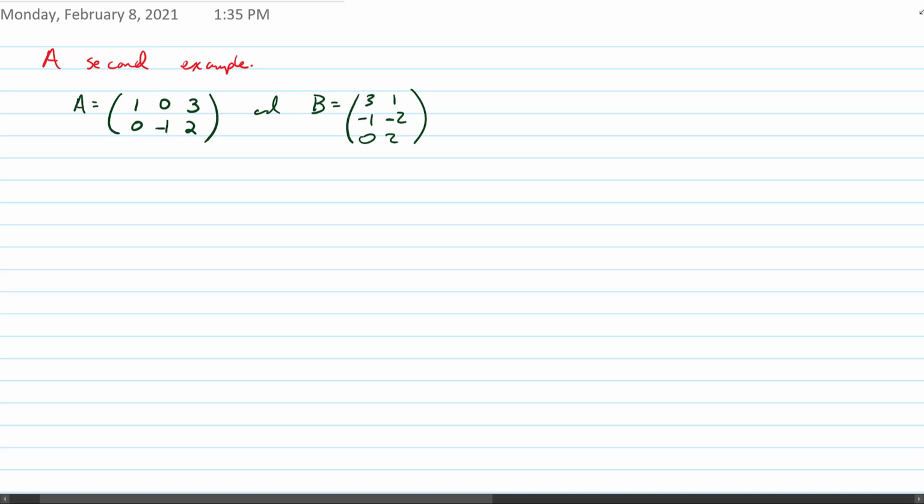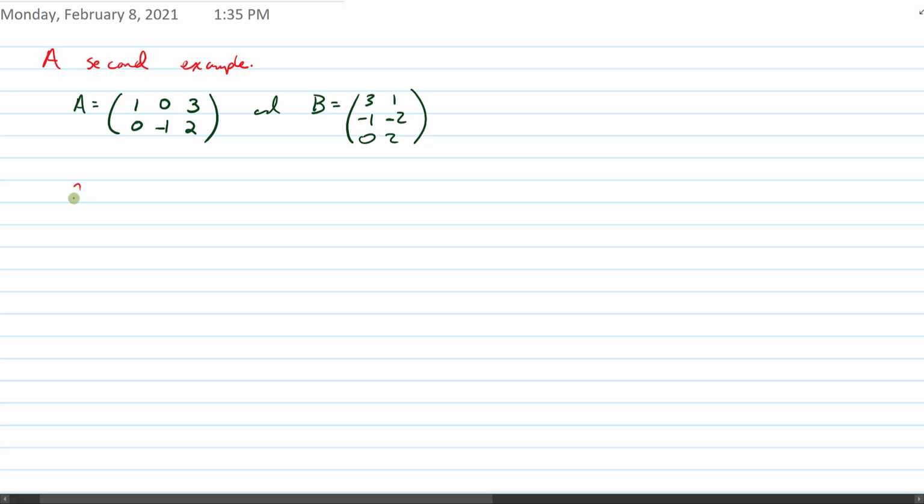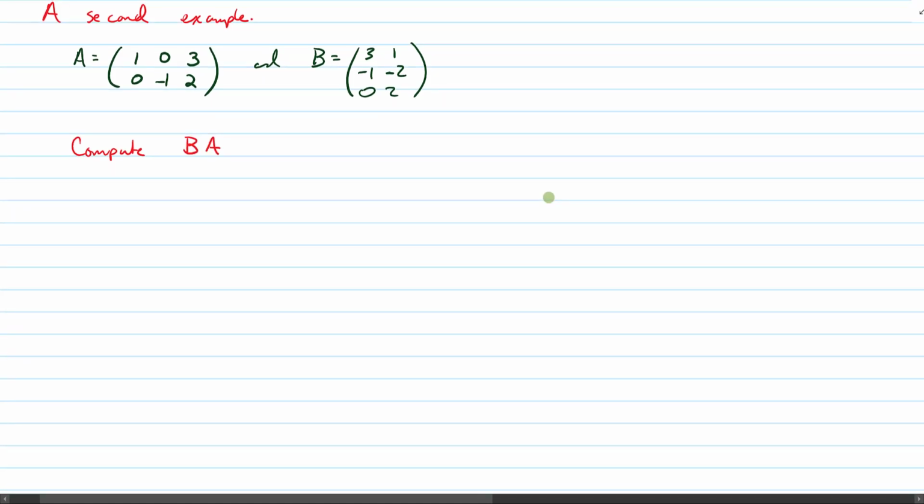So folks, I want to do a second example now of matrix multiplication. We're going to use the same two matrices as before, but now we're going to compute the product B times A, matrix B times matrix A. There's not a whole lot different here, but I'd like to show you another way to set up the problem.